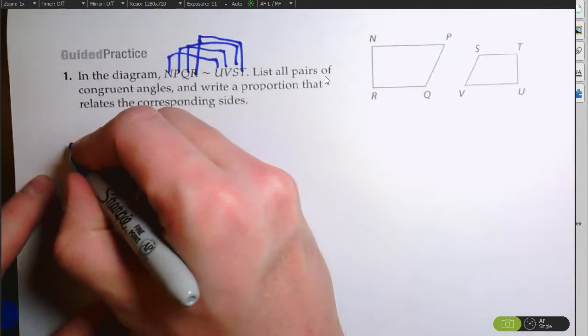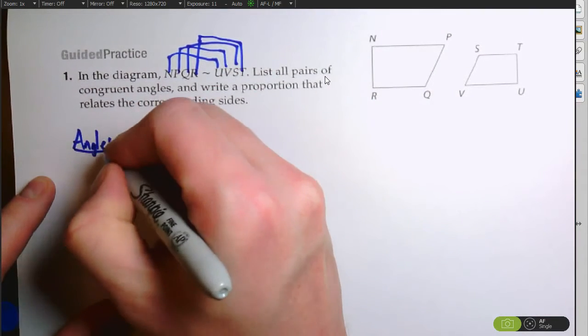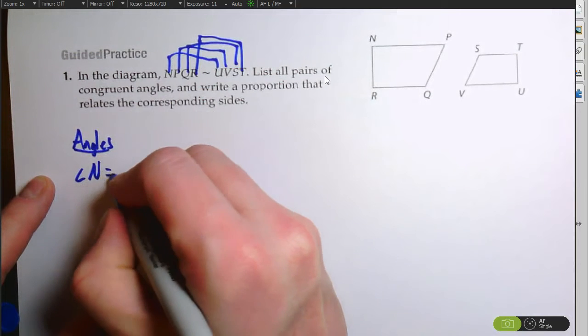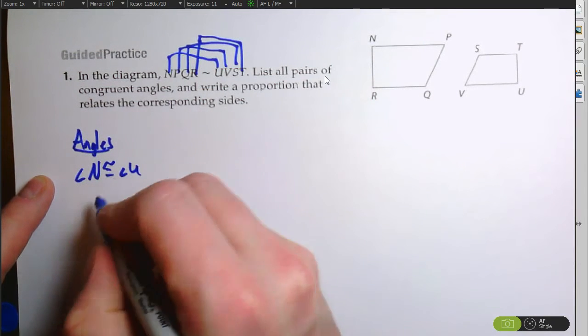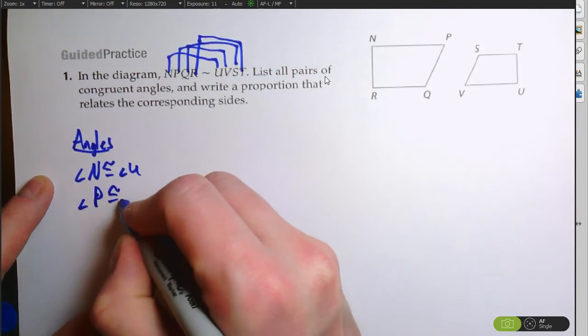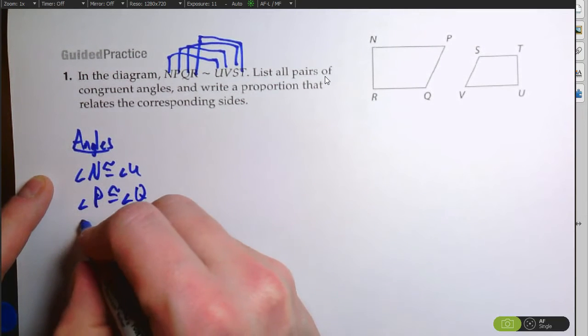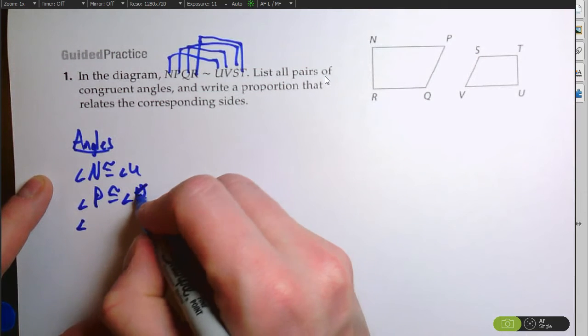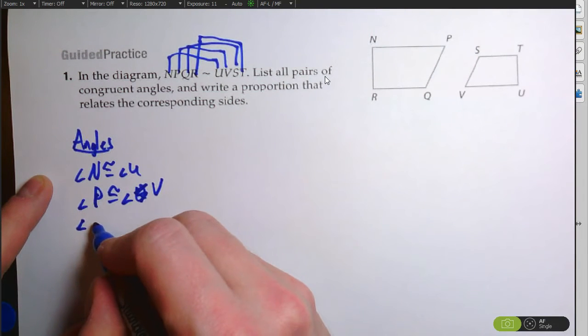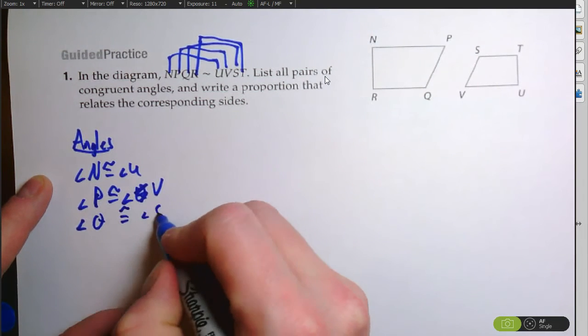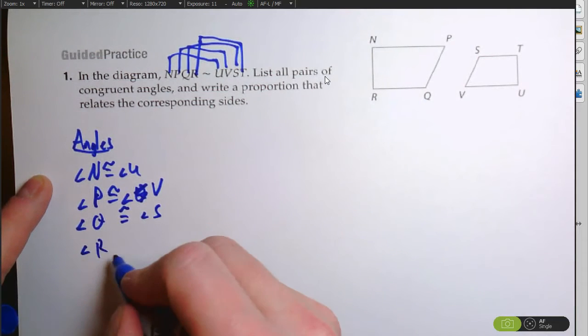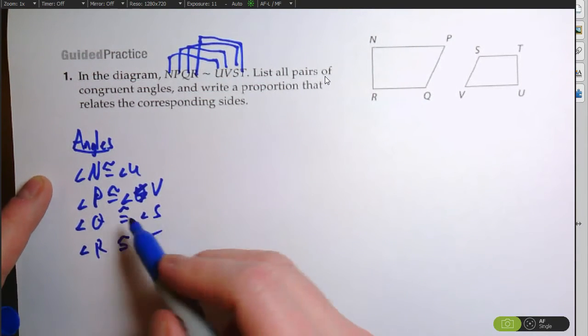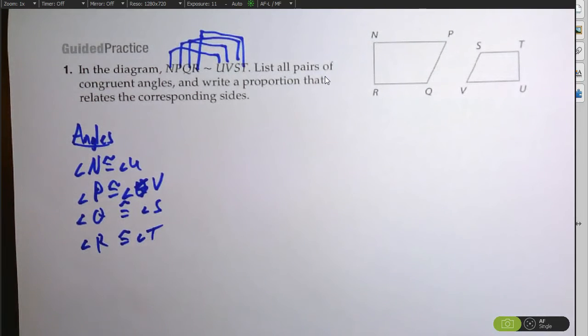So angles, angle N congruent to angle U. Angle P congruent to angle, dang it, not Q, angle V. Angle Q is congruent to angle S, and angle R is congruent to angle T. Just trying to keep you on your toes there by making a mistake.